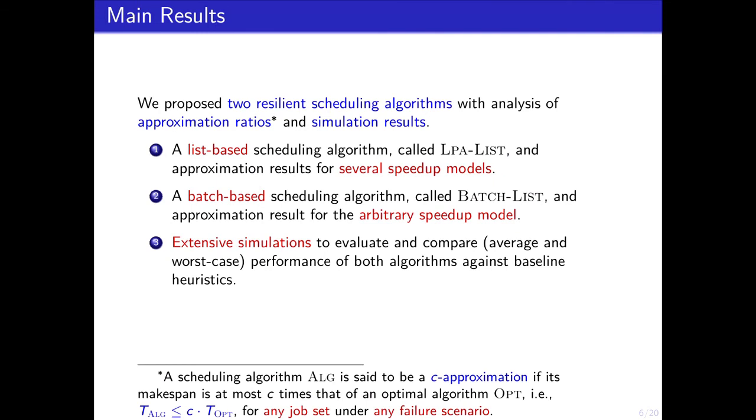Our main contribution of the paper is the following. We propose 2 resilient scheduling algorithms. One is list-based, called LPA-LIST, and the other one is batch-based, called BATCH-LIST. We analyze their theoretical performance in terms of the approximation ratio under several speedup models. And recall that a scheduling algorithm is a C-approximation if its makespan is at most C times that of an optimal scheduler for any job set under any failure scenario. We also conduct extensive simulations to evaluate and compare their average and worst case performance against some baseline heuristics.